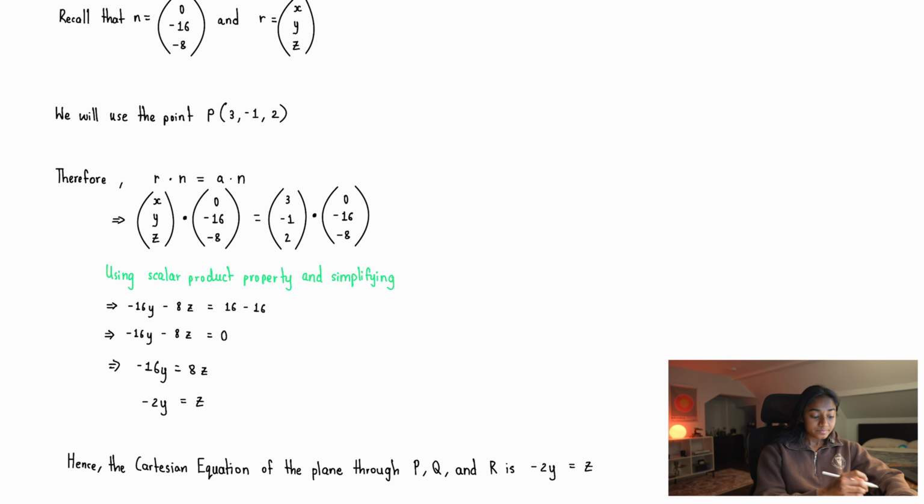All we're doing now is simplifying. Remember that we're doing the scalar product and using that property to simplify. When we do that, we will end up with -2 is equal to z. This is very simple, however, if you mix up the math and the signs just a little bit, that's where you could go wrong. So take your time while doing it and make sure to check over your work. So you'll know that the Cartesian equation of the plane through P, Q, and R is -2y is equal to z.